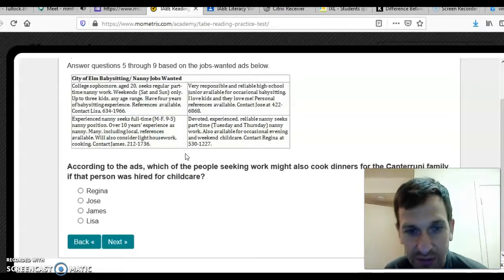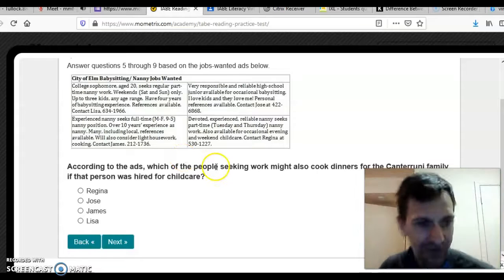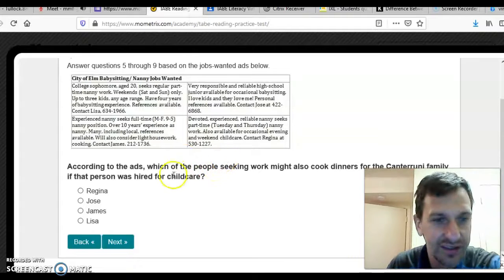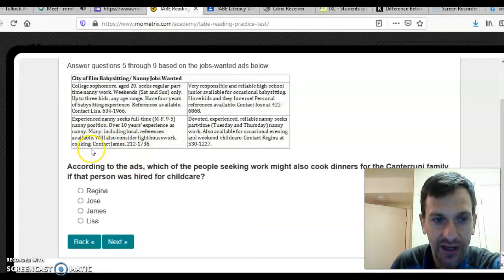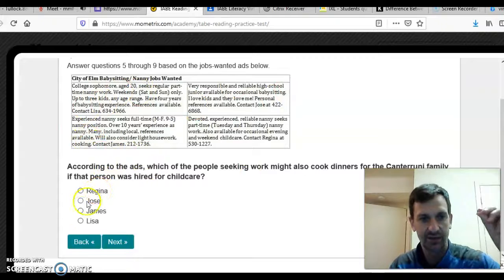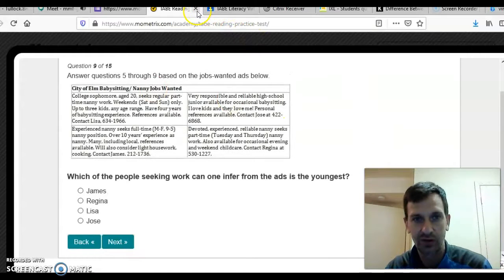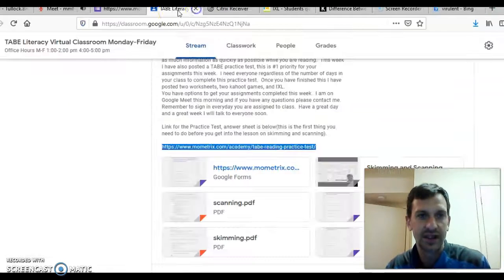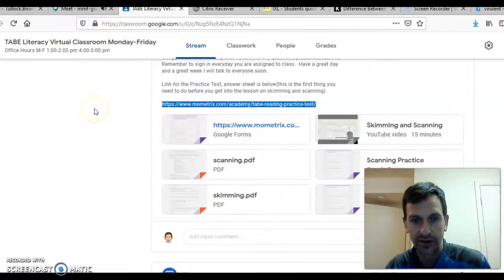We're just going through, okay, which of the people seeking work might also cook dinners for the Cantonarini family if that person was hired for childcare. We'll consider occasional light housework and cooking. See how we scanned it earlier? We're just looking for the specific piece of information. All right, we're stopping there. We've gone through a whole bunch of questions. But look, in about 5 minutes, we've gone through a ton of these tape questions. And if you watch this video, hint, hint, hint, you will get the answers for your work.